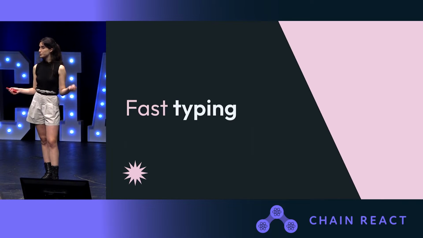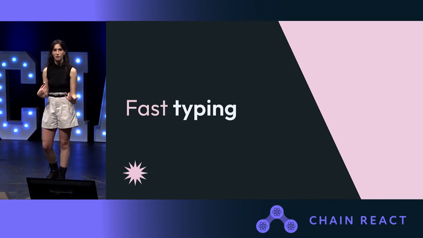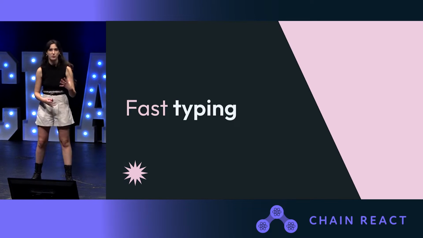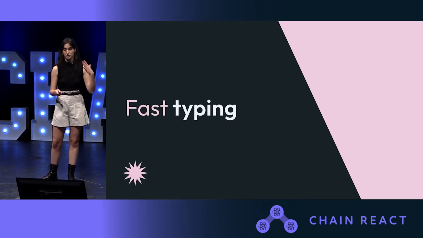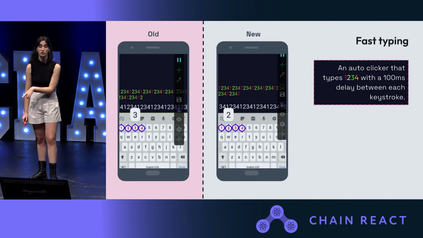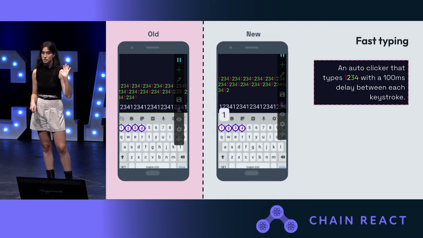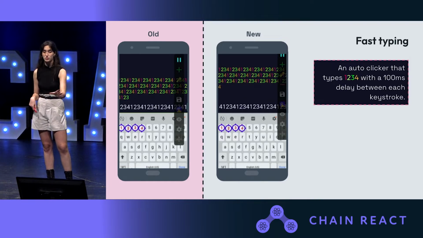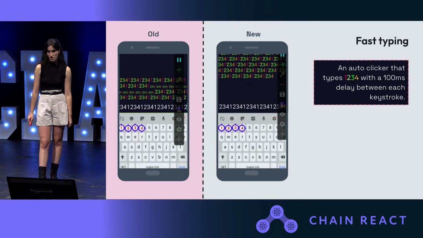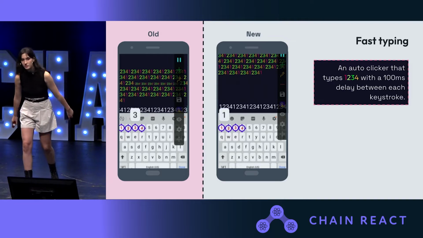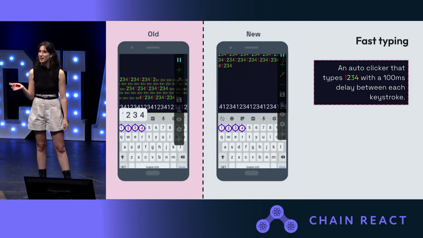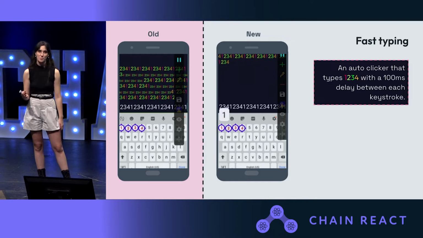Another thing I wanted to try out was what would happen if a user started typing really fast and there were many re-renders going on in the screen. So for this, I downloaded an auto clicker and I just started typing 1, 2, 3, 4 with a 100 millisecond delay. So this will be like a really angry user. If your app does not incite rage, maybe this won't happen.